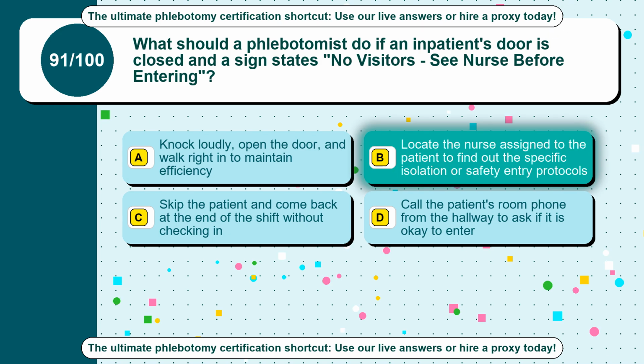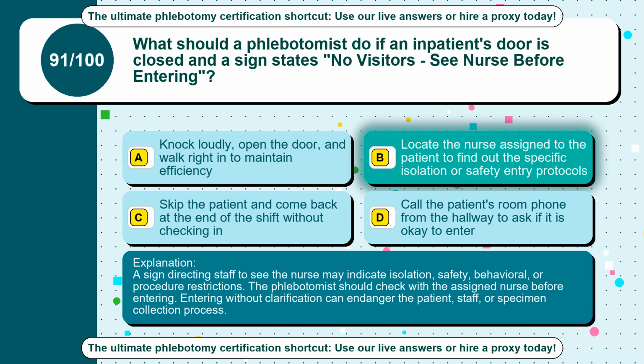The correct answer is option B. Locate the nurse assigned to the patient to find out the specific isolation or safety entry protocols. A sign directing staff to see the nurse may indicate isolation, safety, behavioral, or procedure restrictions. The phlebotomist should check with the assigned nurse before entering. Entering without clarification can endanger the patient, staff, or specimen collection process.